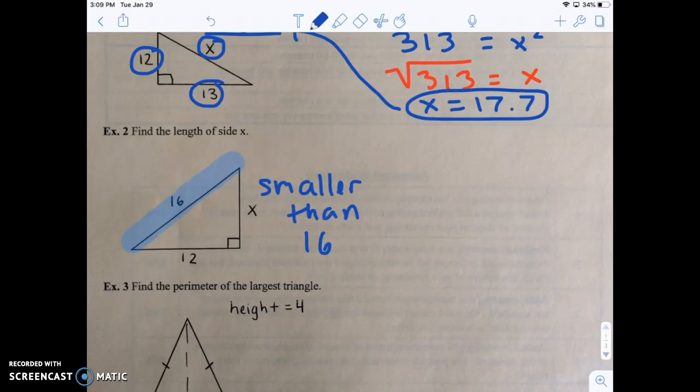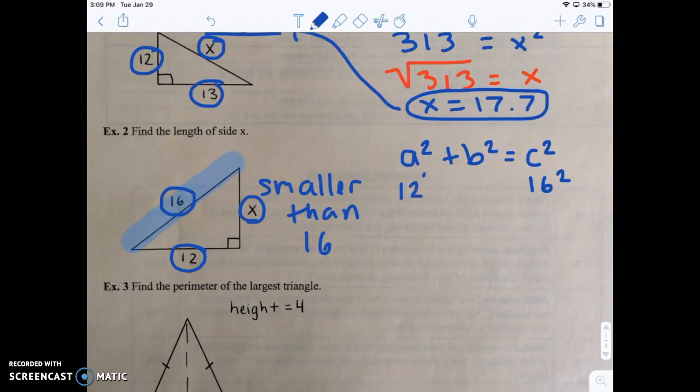So if I start Pythagorean Theorem on this, I'm going to start out the exact same way. The formula is a squared plus b squared equals c squared. If I plug in my pieces, 16, my hypotenuse, needs to go over here. And then the a and the b are the 12 and the x, so I'm going to put the 12 squared here, plus x squared there. So now at the moment I have an equation.